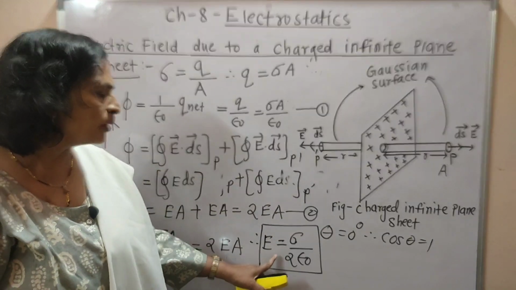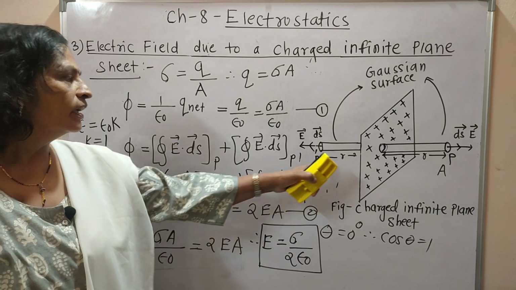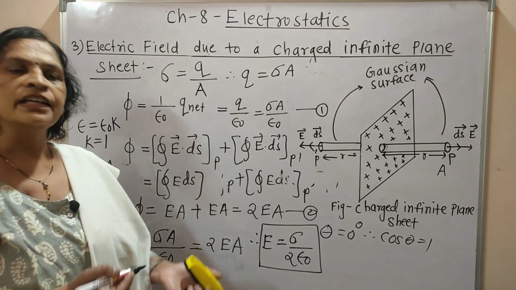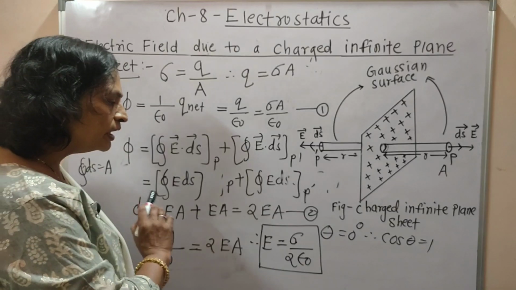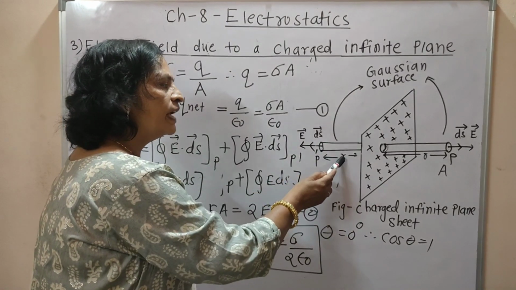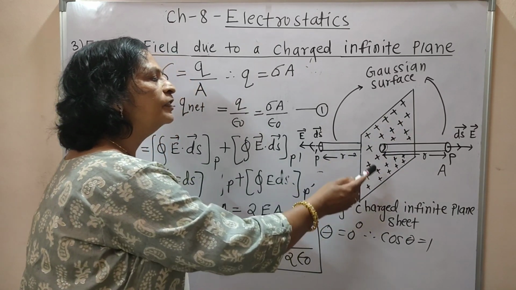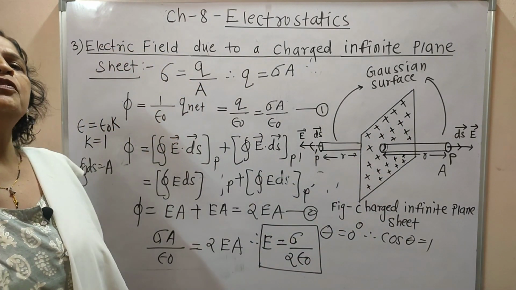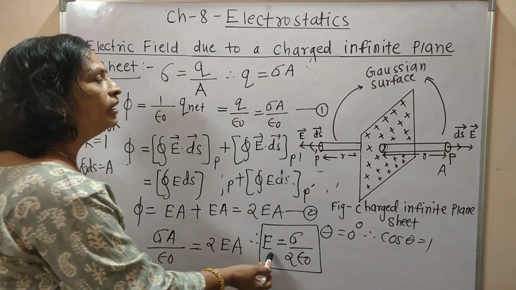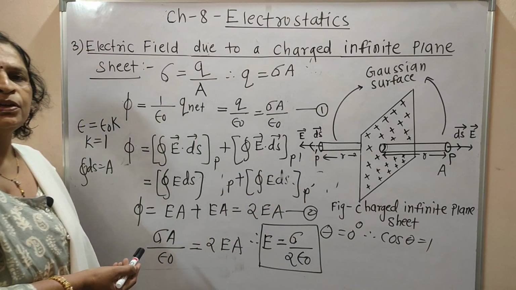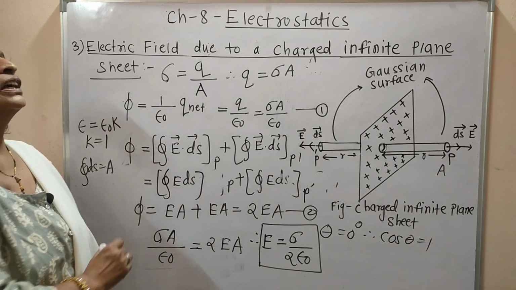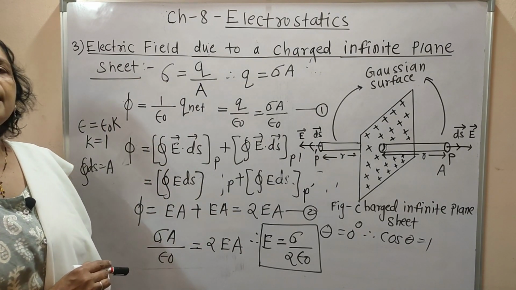From this formula it is clear that the term r is absent in this equation, and therefore this intensity does not depend on the distance, because the distance is very small compared to the area of this sheet, since the sheet is very large and infinite. Understood? Are you getting my point? In this manner, we can calculate the electric field due to a charged infinite plane sheet.